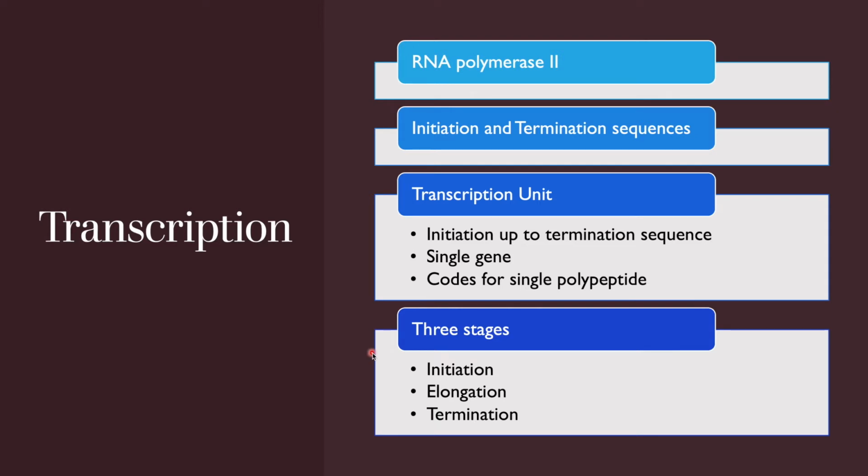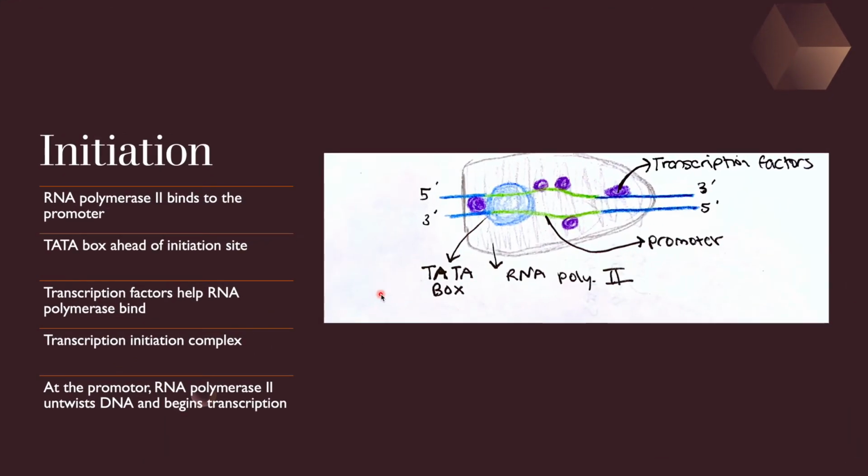Transcription consists of 3 stages: initiation, elongation, and termination. In initiation, RNA polymerase II binds to a region of DNA called the promoter, which marks the initiation site so transcription can begin. The TATA box is a nucleotide sequence on the promoter, which is present ahead of the initiation site. Transcription factors bind to the TATA box, helping show the RNA polymerase where to bind.